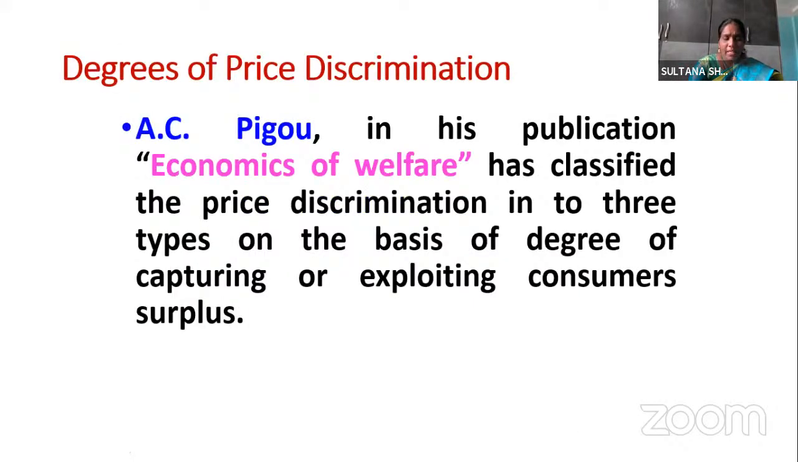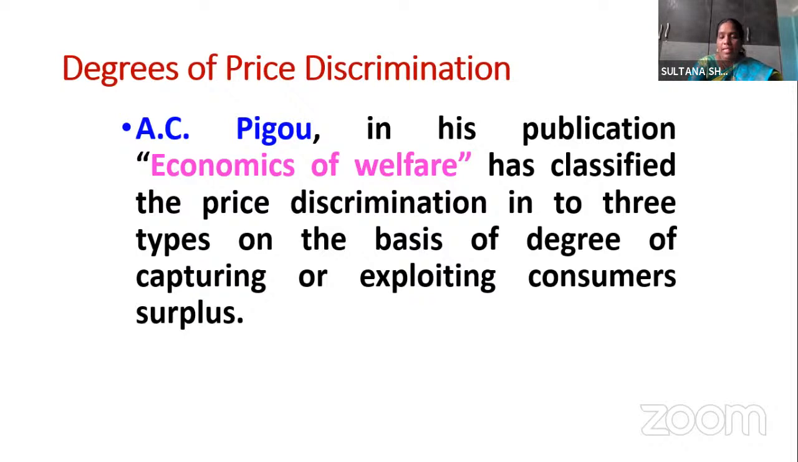Now, under monopoly, we can observe degrees of price discrimination. Why? Because monopolists have monopoly power, and it shows how much degree of price discrimination he can do. So let us see the concept of degrees of price discrimination. Acharya Pigou, in his publication Economics of Welfare, has classified price discrimination into 3 types on the basis of the degree of capturing or exploiting consumer surplus.